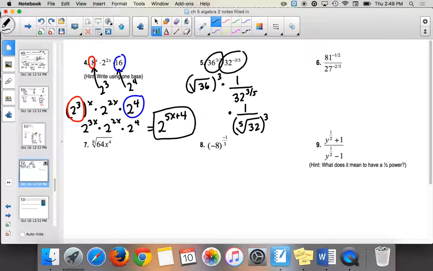So how about this first part? The square root of 36 is 6. To the 3. So this is 6 to the 3. 6 to the 3 is kind of hard. Most of you guys probably don't know that one.